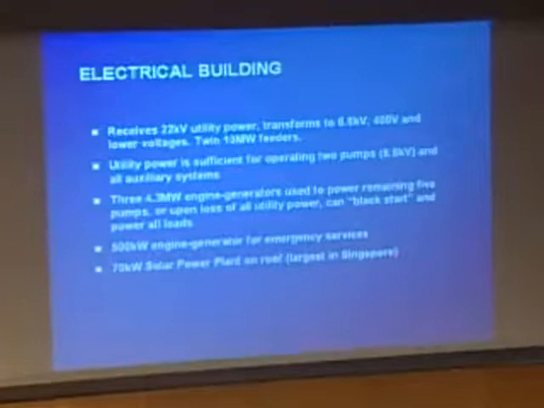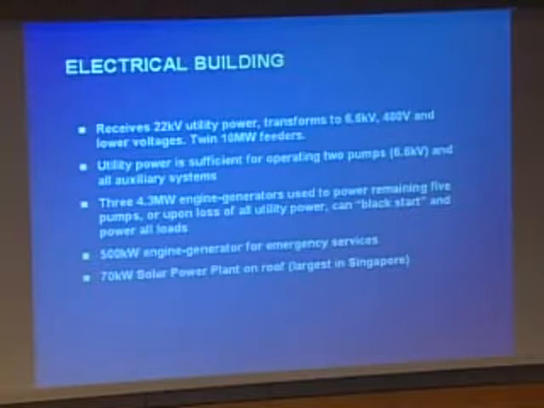The electrical building, we feed it with 20 megawatts of power. This is a big power hog if you want to run it all on the main system. We normally contract enough power to drive two pumps, which is about all we need most years. We have three engine generators to back us up if PUB decides to generate their own power or for black start conditions if we have a power outage. This is a critical facility, unlike a lot of water supply plants, which can go offline for a while.